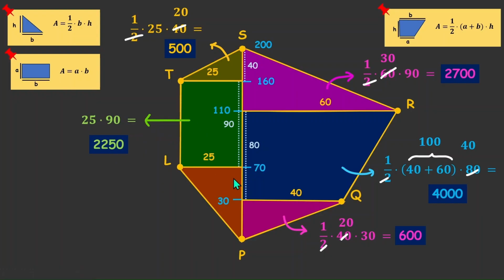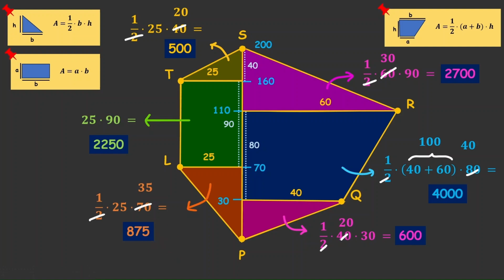And lastly, let's move on to the final right triangle here. Here we see that the base is 25 and our height is at the 70 point. So height is 70 only here. And so the area is half into base into height. So that's half into 25 into 70. 2 into 35 is 70, so this is 35. And 25 into 35 is equal to 875.